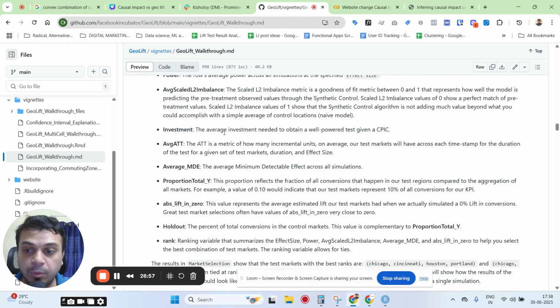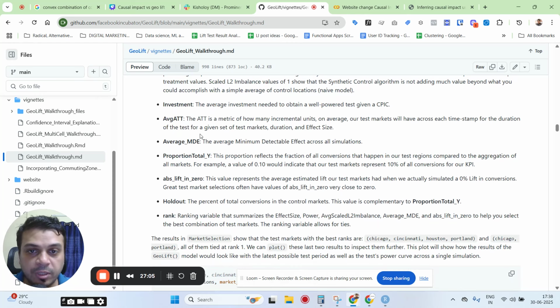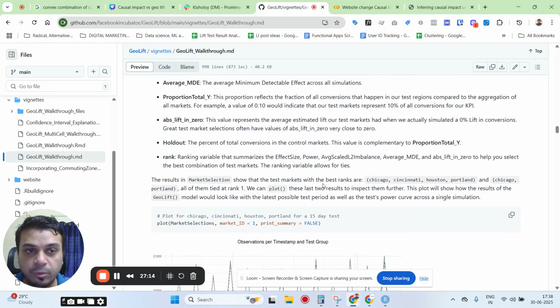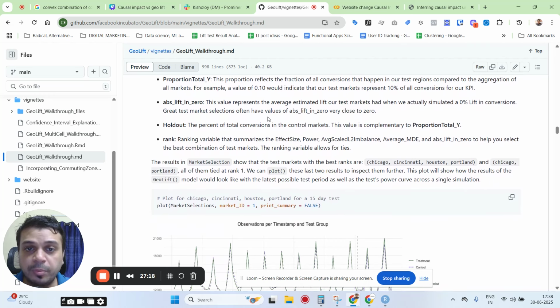So that's basically what it's trying to do. It's trying to give you that match between the geos in the control and the test. So you have your average ATT, how much is the average value of incremental effect. The total proportion of Y is the fraction of conversions that happen in test regions compared to the conversions in all the regions. Absolute lift in 0 represents whether or not the lift is really taking place because of the intervention, or it would have happened anyway. So it should be close to 0.